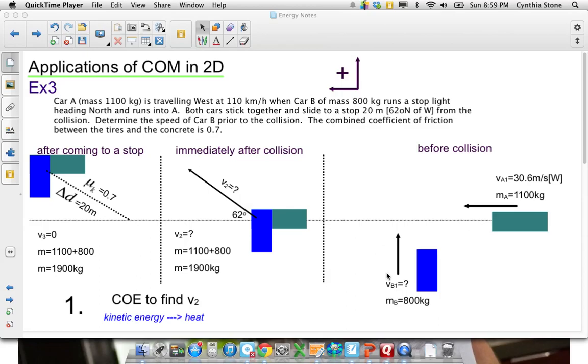In this one, contradicting what I did last time, I could have kept everything in kilometers per hour, but I chose not to, for whatever reason, when I wrote out this example.